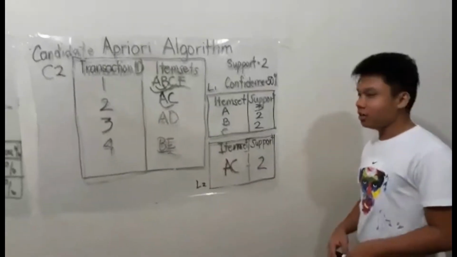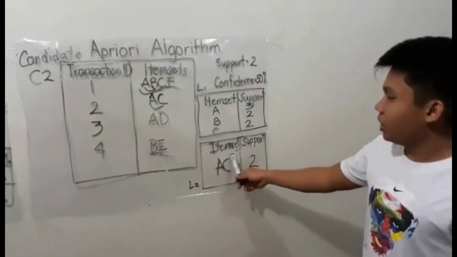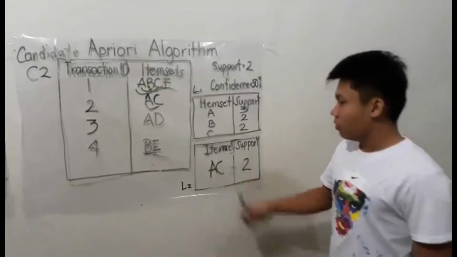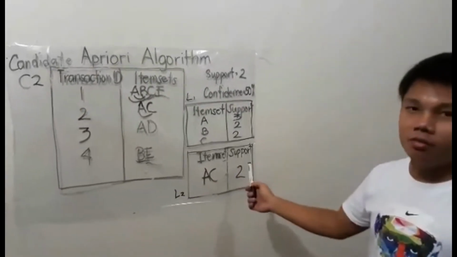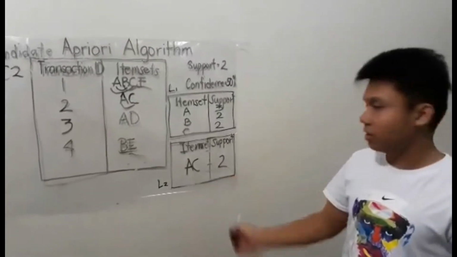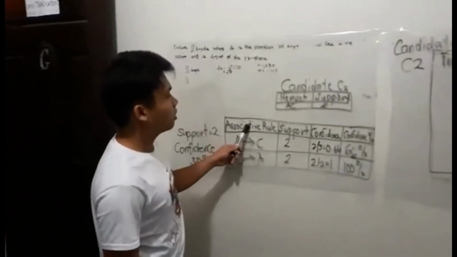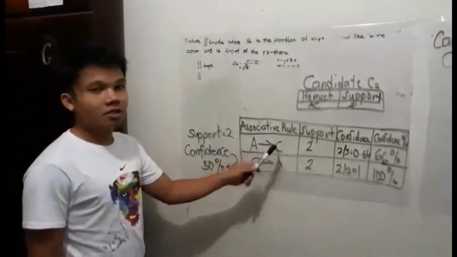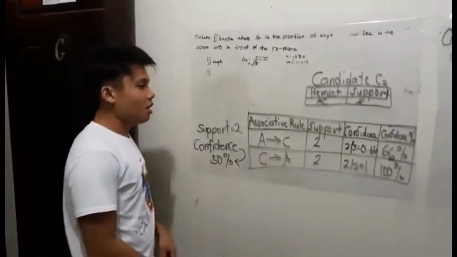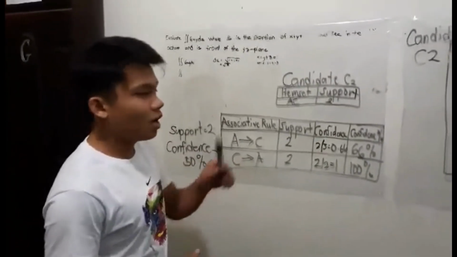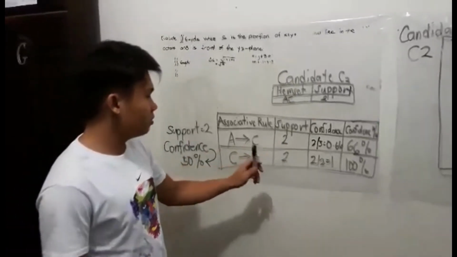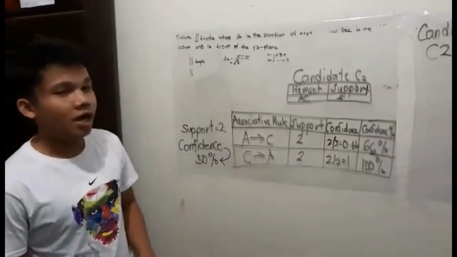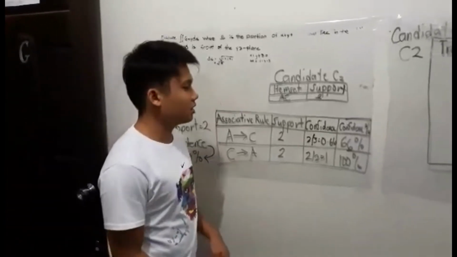Now that we have calculated the support for the item set AC, we have to find the association rule because we cannot separate this, because they are a pair. Since they are a pair, we have to find the association rules, which are A leads to C and C leads to A. As you can see, we find the support is equivalent to 2 and also 2. Then we will find the confidence.